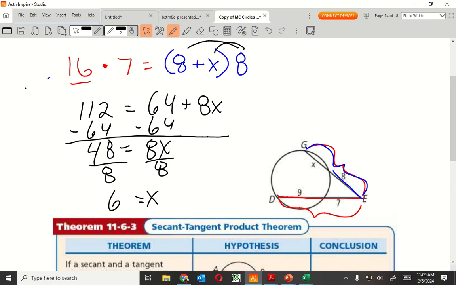Now, just to be sure, I could go ahead and check my work. So, according to what they say in my formula, if this piece is 6, all this together is going to be 14. 14 times the outside of 8 should be equal to, down here, 16 times the outside of 7.